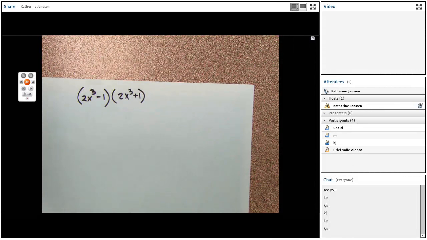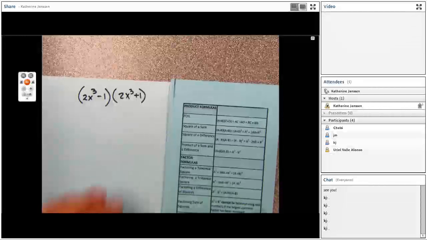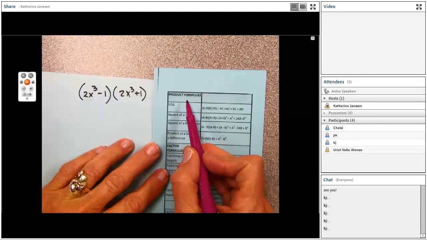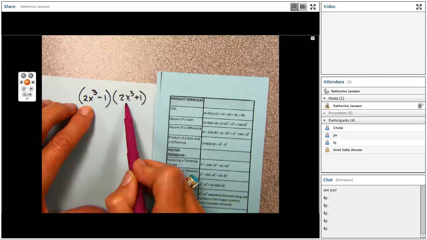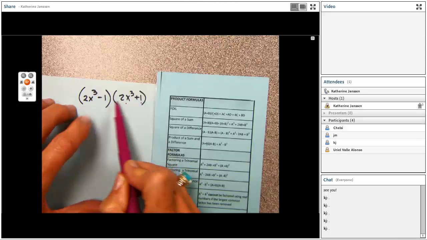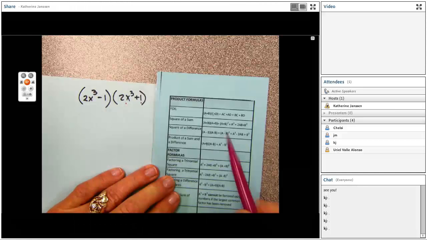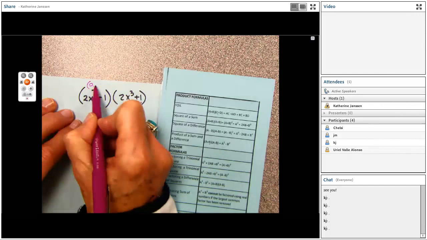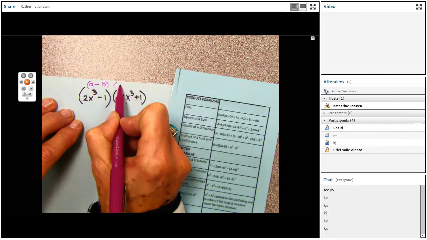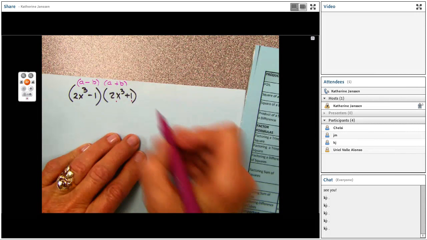Oh, I have a binomial times a binomial. See, math is fun. Well, I'm going to get out my blue card because I know there's some special form patterns for the product of two binomials. And I have the first two terms are the same, the last two terms are the same, but the signs are different. I have a product of a difference times a sum. So here I have a plus b times the quantity a minus b. And my blue card says that my answer is going to be a squared minus b squared.